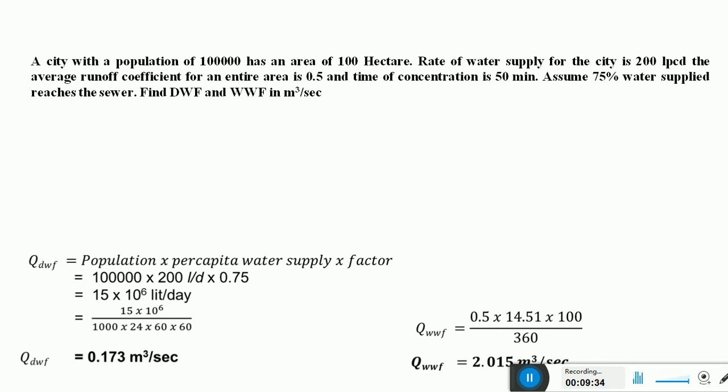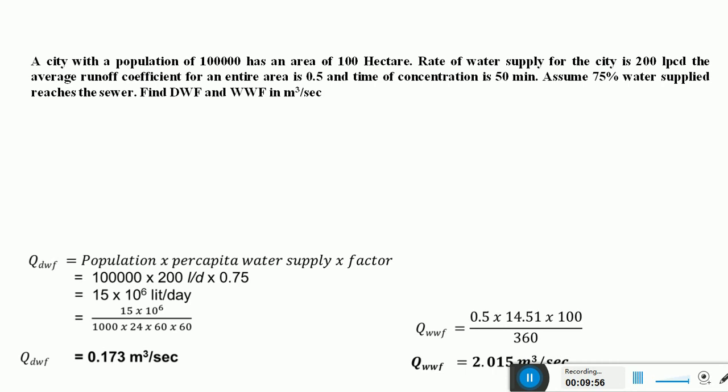And assume here that 75% of the water supplied reaches the sewer. So find out the dry weather flow and wet weather flow in terms of meter cube per second. So this is the data which is given in the problem. What you have to find out is the dry weather flow, that is the quantity which is obtained as dry weather flow, and also wet weather flow.